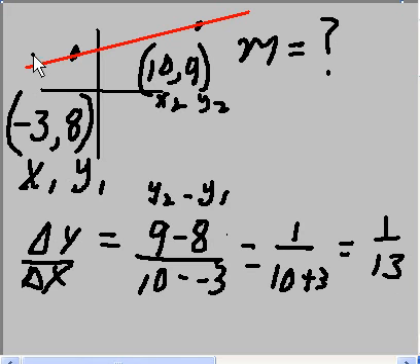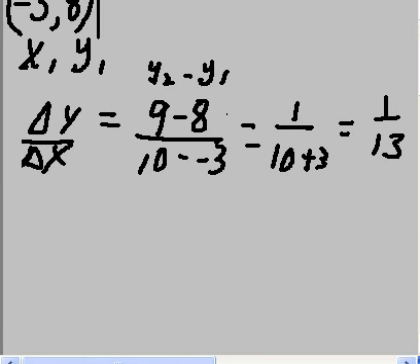So what does that mean? Well, that means you go up 1, and over 13 to get to the next point. That's what that means. You go up 1 and over 13. That's your slope. Let's do another example. This is fun.